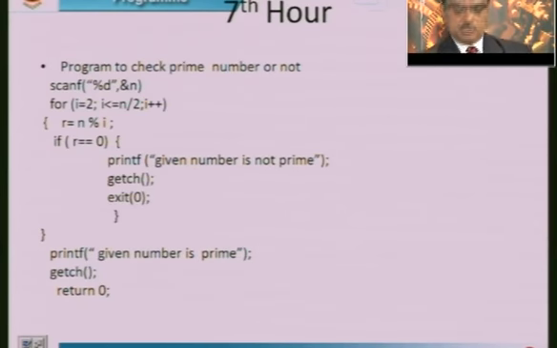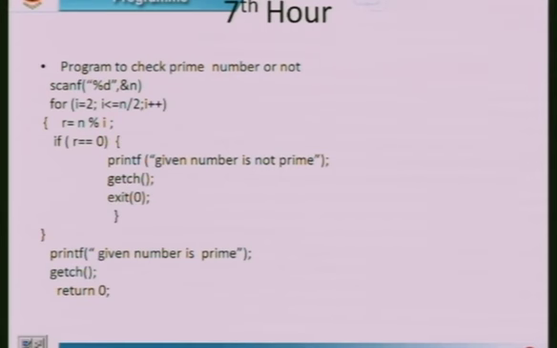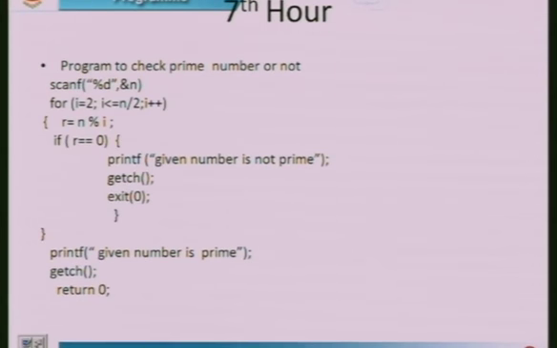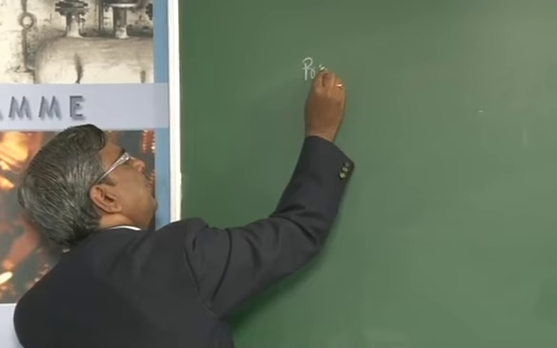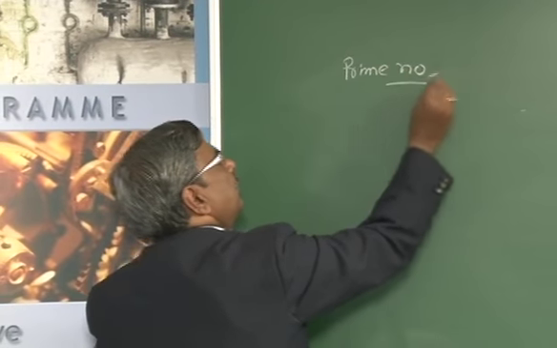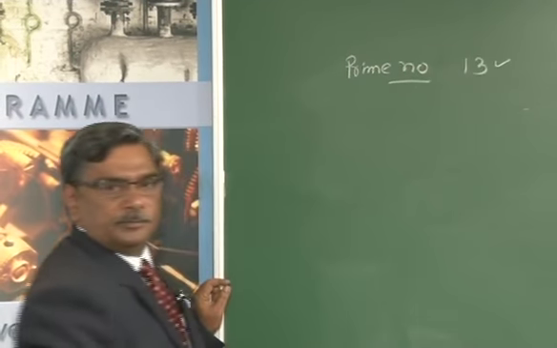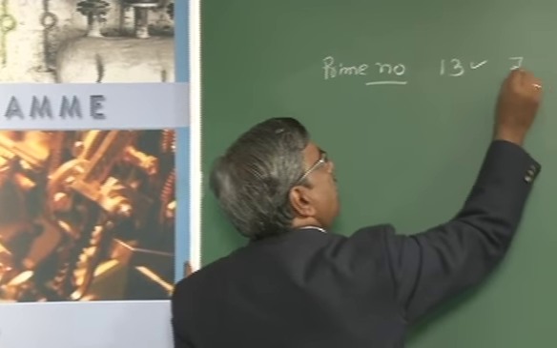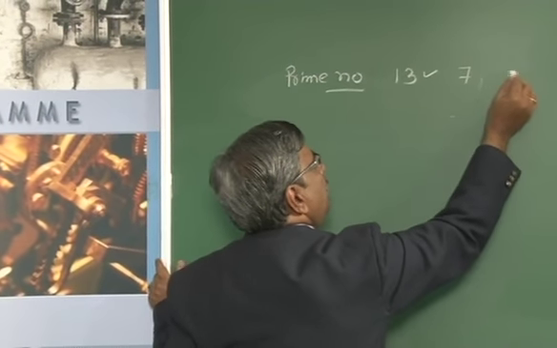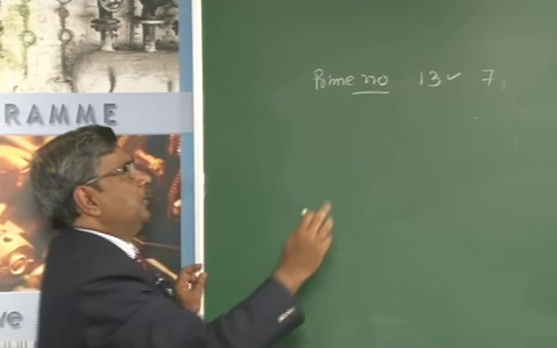Let us understand the usage of for loop to calculate whether the given number is prime or not. A prime number, you are all familiar, is a number divisible only by itself and by 1. It will not be divisible by any other number, that is called a prime number. Examples of prime numbers are 13 is a prime number, 7 is a prime number. Like that you can list out any other numbers that you are familiar with as prime numbers.